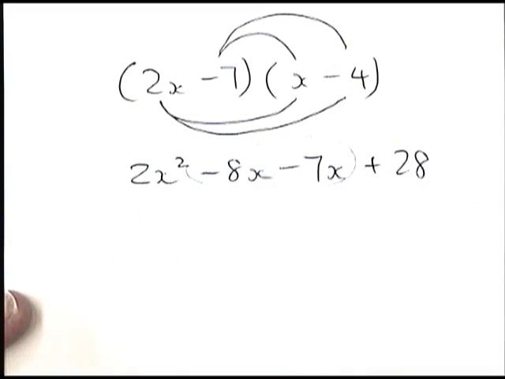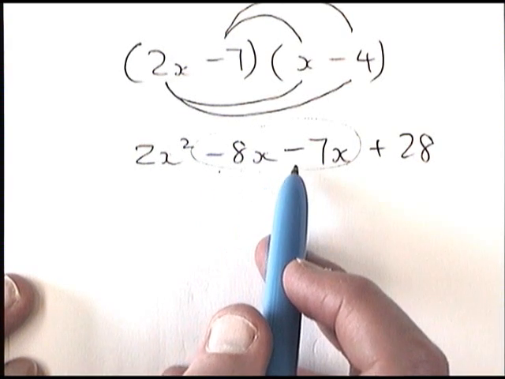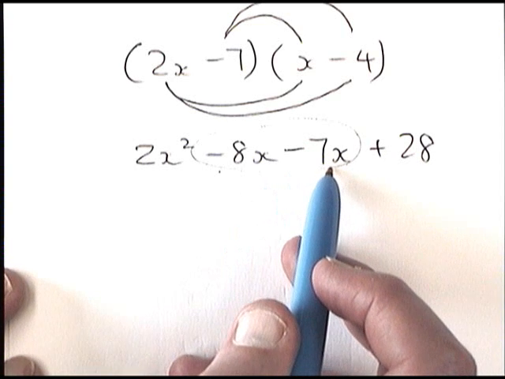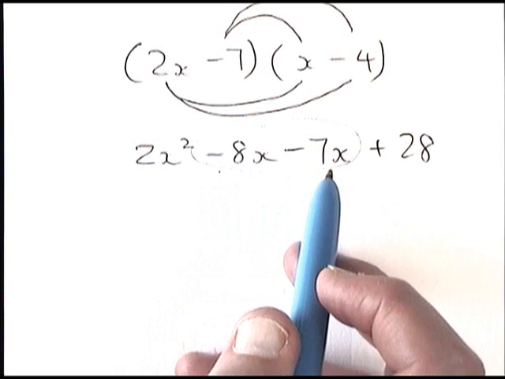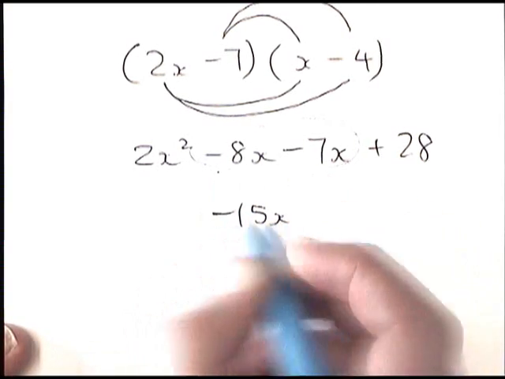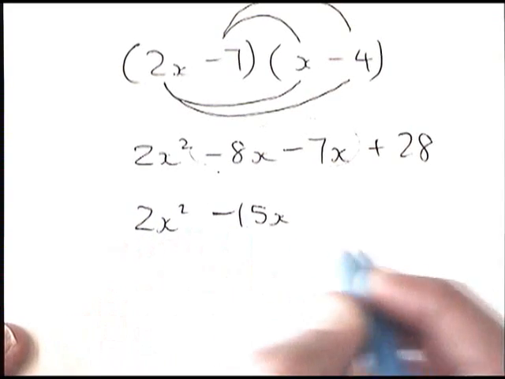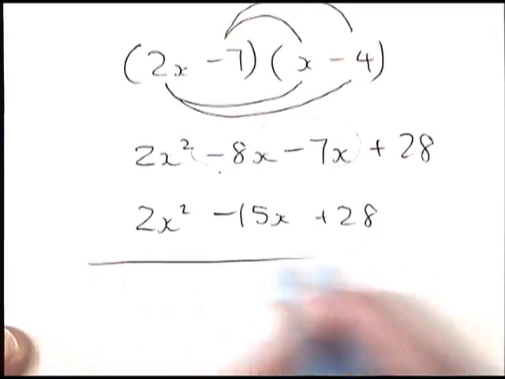These bits here we can combine together. We've got negative 8x to start with, and we're taking away 7 more. Now think of that as a temperature. You had -8 and you're going down another 7. It's getting even colder. Those two bits together give you -15x. So our answer is 2x squared minus 15x plus 28.